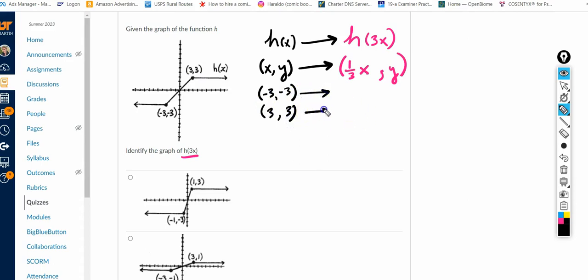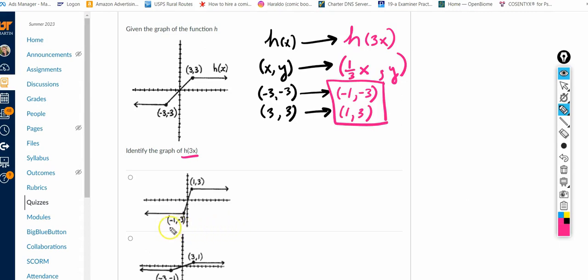And let's see where they're going to go to. So I'm going to take 1/3 and multiply it by the x coordinate, and 1/3 multiplied by -3 is going to be -1. But the y coordinate's unchanged. And here, if I take the first coordinate and multiply it by 1/3, I'm going to get +1. So these are the two reference points I'm going to be looking for.